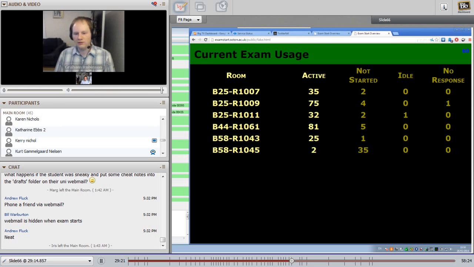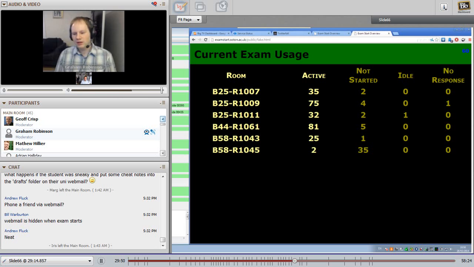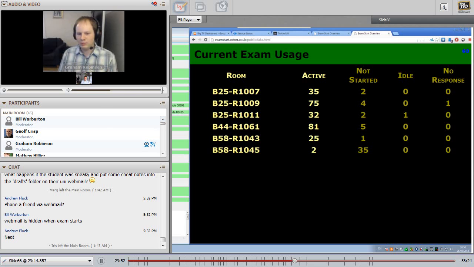So the EXAMSTART system is pinging a server every 2 minutes with a few bits of information, and that information is the student's username, which exam they've loaded, and whether it actually monitors itself to see whether the computer is idle. So active means that they have moved the mouse in the last 2 minutes. Not started means that they might be idle, they might not be idle, but they haven't yet typed a username and password into the EXAMSTART box. Idle means that they haven't moved the mouse within 2 minutes.